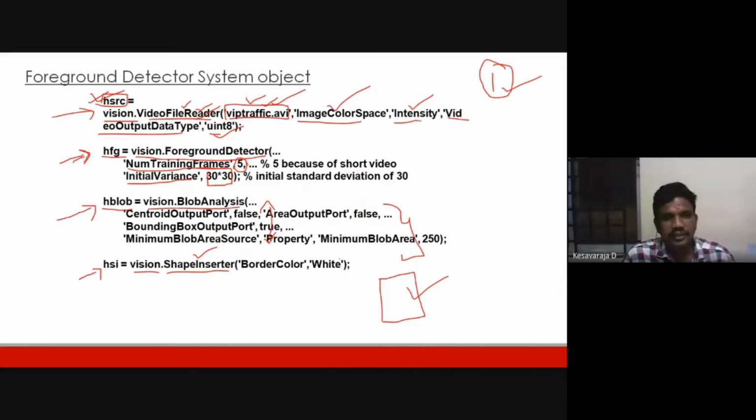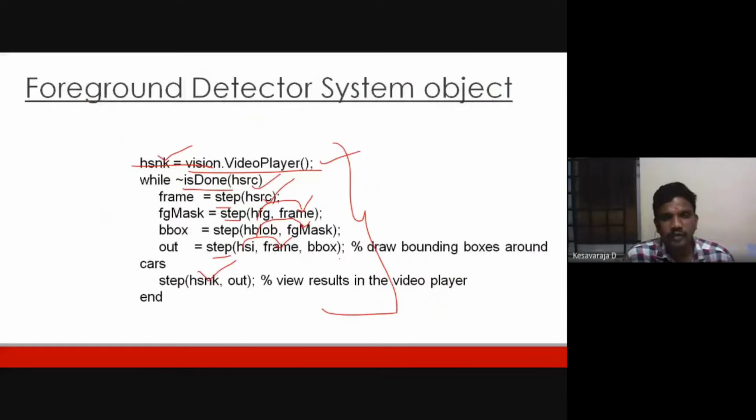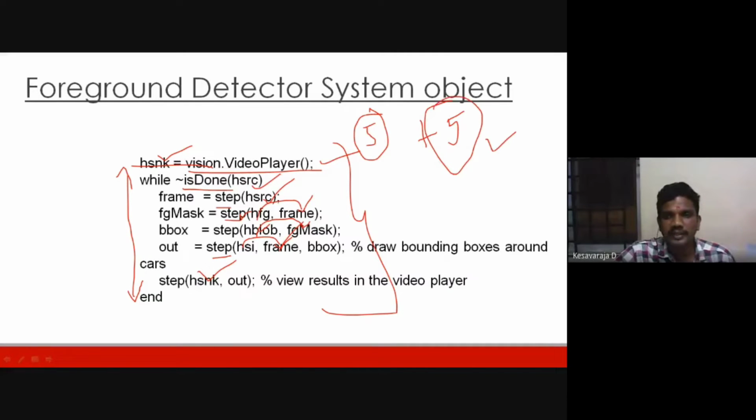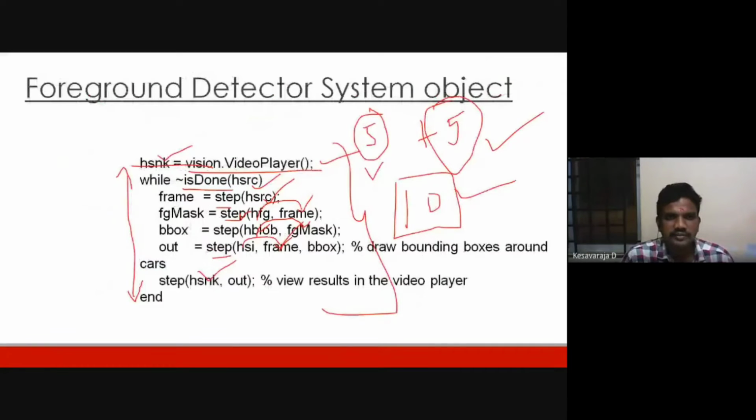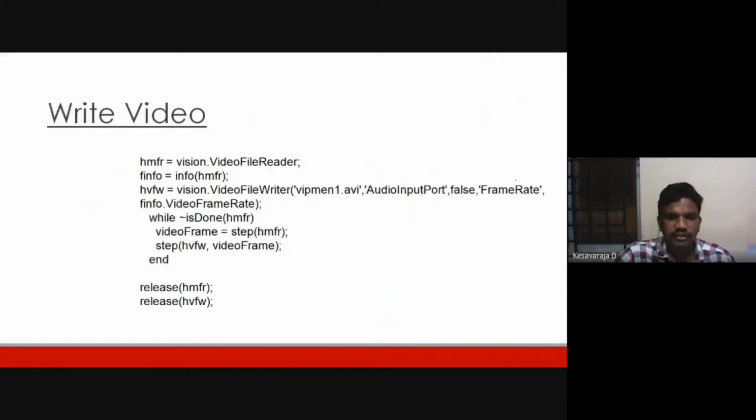Please count that: 1, 2, 3, 4, 5. The 5 lines are for handlers. These lines are always common for all such videos, just changing the handler names. So 5 lines for handler creation plus another 5 lines for handling a video, which is always common. Only 5 lines plus 5 lines. So just 10 lines of code track an entire video in an efficient and fast way. For the foreground object detector, you are handling 5 objects and then you are handling the video. Just a small change: you are writing a video. There is a function called vision.VideoFileWriter. Same thing.